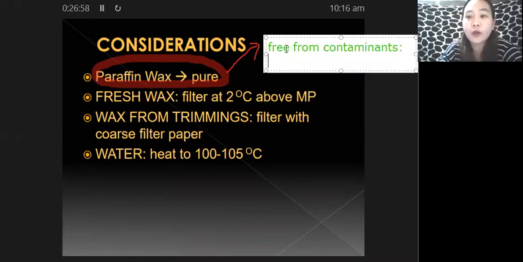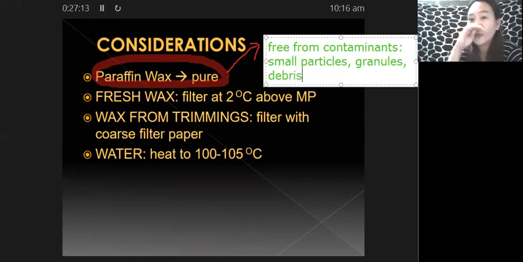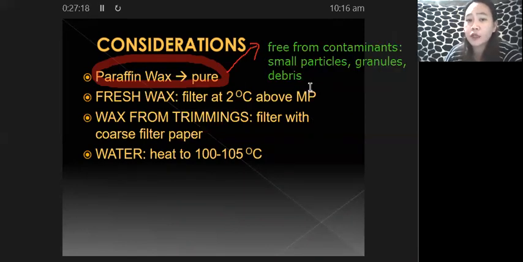So what are examples of contaminants which may be present? We have small particles, granules which may be present, and other debris which may be present in your wax. The problem with the presence of small particles, granules, and debris in your paraffin wax is that they will be incorporated inside your tissue sample. And of course, if they get incorporated inside your tissue sample, they will become part of the section that you will produce later on.